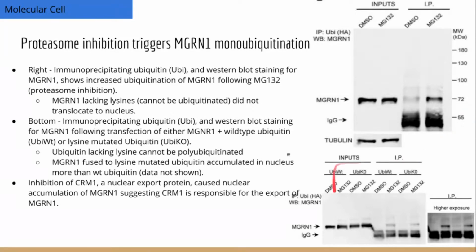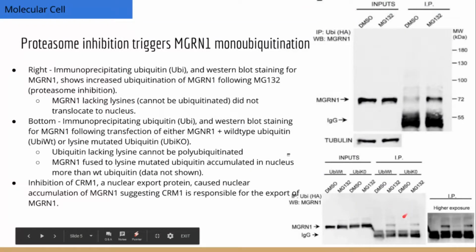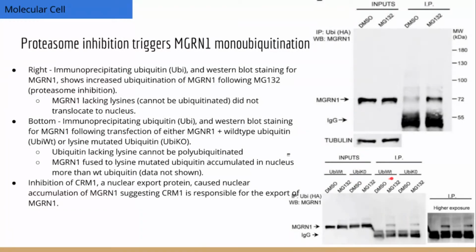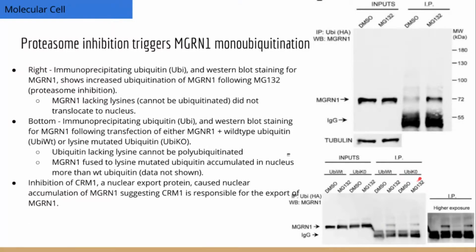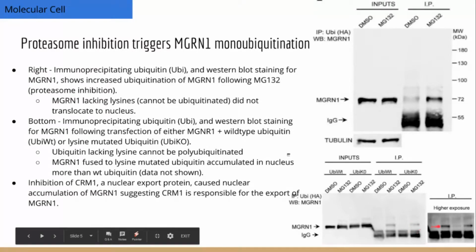And also this Western blot down here, what they did was they fused MGRN1 to a wild type ubiquitin that could be polyubiquitinated. And you see the amount of MGRN1 following proteasome inhibition. And they also have ubiquitin lacking lysines right here. So when the ubiquitin that was fused to MGRN1 was lacking lysines, there was slightly less ubiquitination. So right here we see the polyubiquitinated MGRN1 because it's a wild type ubiquitin that was fused onto it. Then we see the ubiquitin that lacks lysines that was fused onto MGRN1.